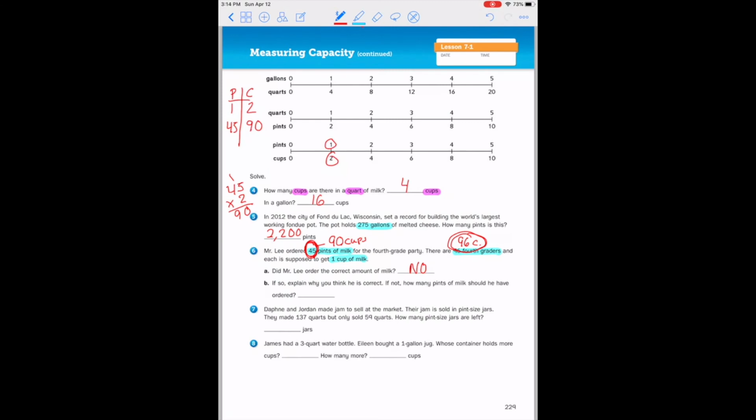Well, let's see. If he had 46 pints, that would give us 92. If he had 47 pints, that would give us 94, so we're getting closer. If he had 48 pints, that would give us 96. So I know that he needs 84 pints of milk to feed the whole 4th grade class.